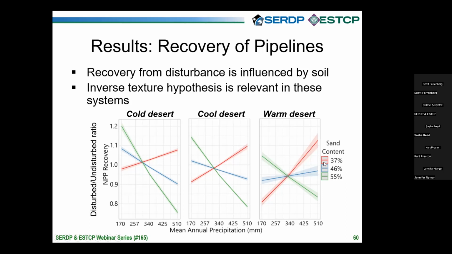And we can see that across all of these systems, as we go from dry to wet, the higher the sand content, the lower the recovery of NPP. In the lower category of sand content, the higher the recovery of NPP. I'm not going to pull us into the world of the inverse texture hypothesis of drylands, but for those of you who are dryland scientists who might be watching, this does conform to those predictions made by that hypothesis.